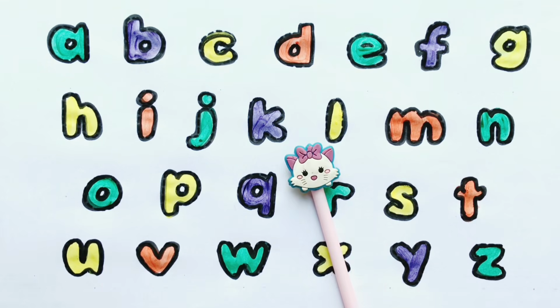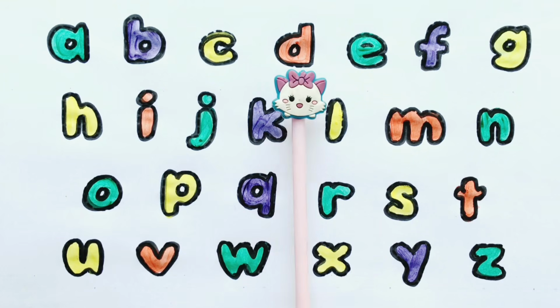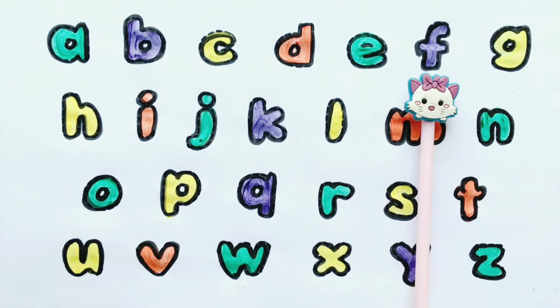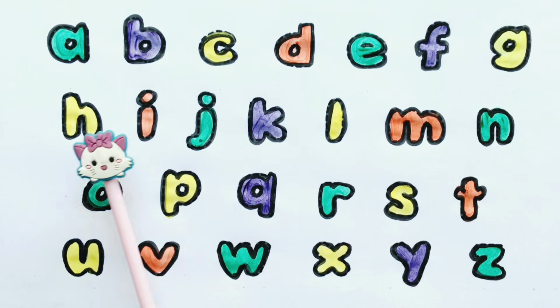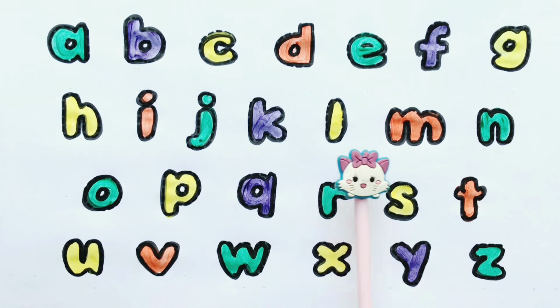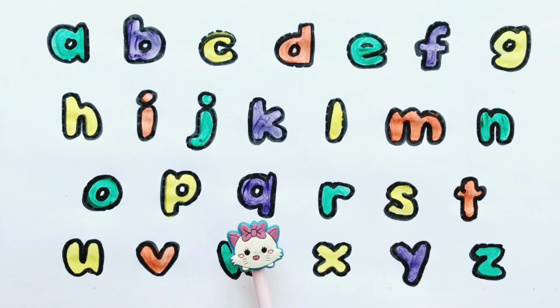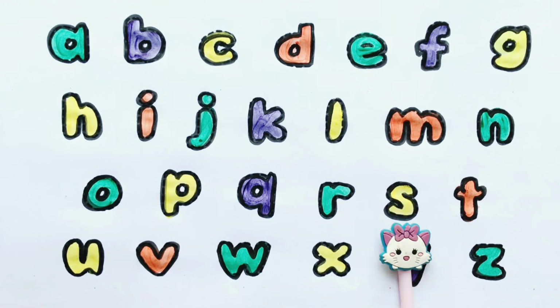Let's repeat. Learn small letter A, B, C, D, E, F, G, H, I, J, K, L, M, N, O, P, Q, R, S, T, U, V, W, X, Y, and Z.